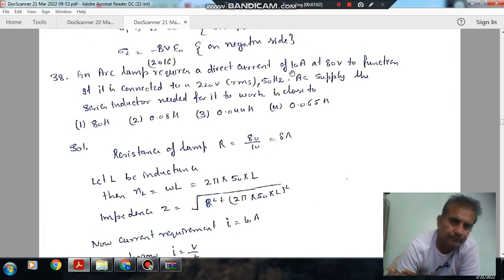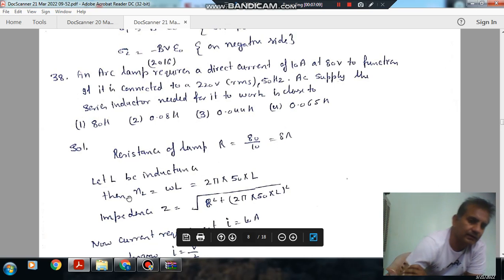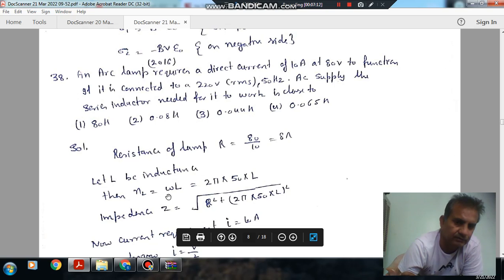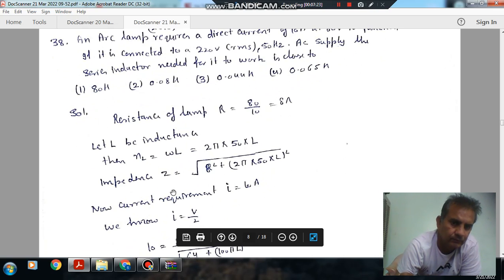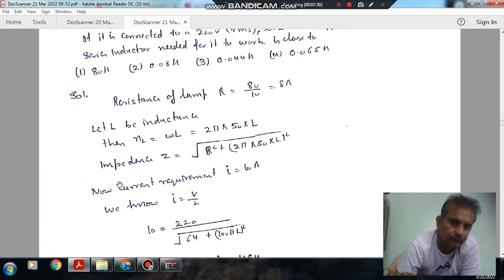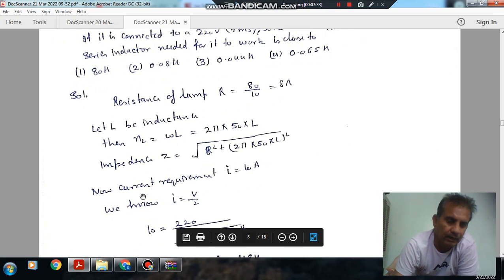So the resistance of the lamp: voltage is 80 and current is 10 ampere, so resistance is 8 ohm. With inductance L, the inductive reactance is omega L, and omega we can find from 50 Hz, so that is 2 pi times 50. So the impedance is the square root of R square plus (2 pi 50 L) square. So this is the impedance, and the current I is 10 ampere.